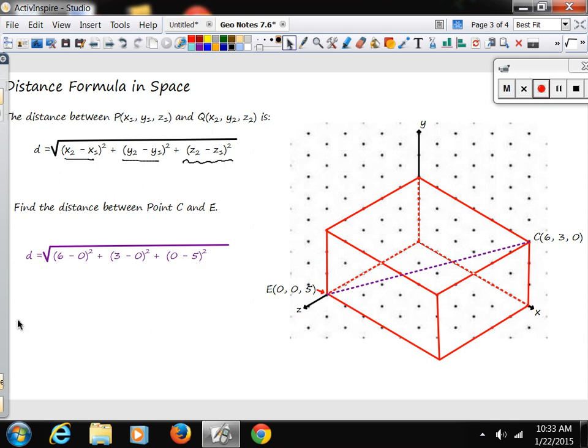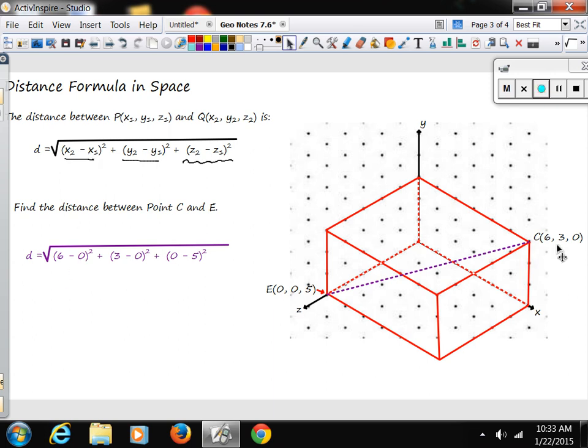I would put my big square root. This first parentheses has x2 minus x1. I counted the 6 as my x2 since it was the farthest over here. So I did x2, 6, minus x1, 0. I did 6 minus 0, and that's what I put right in here.